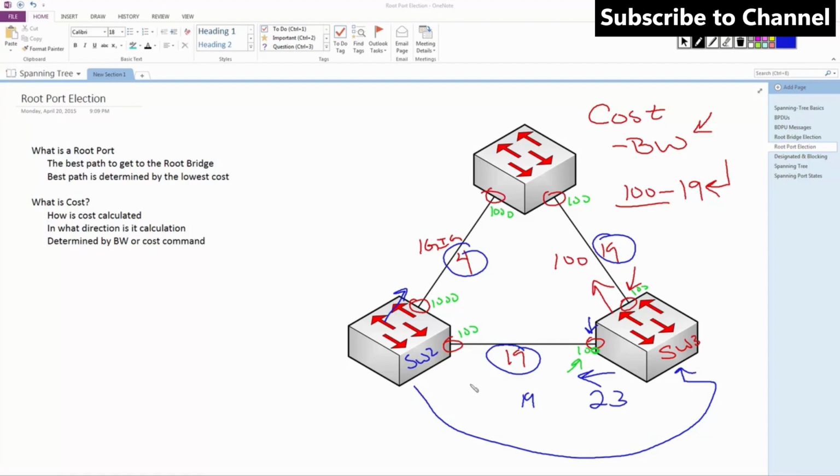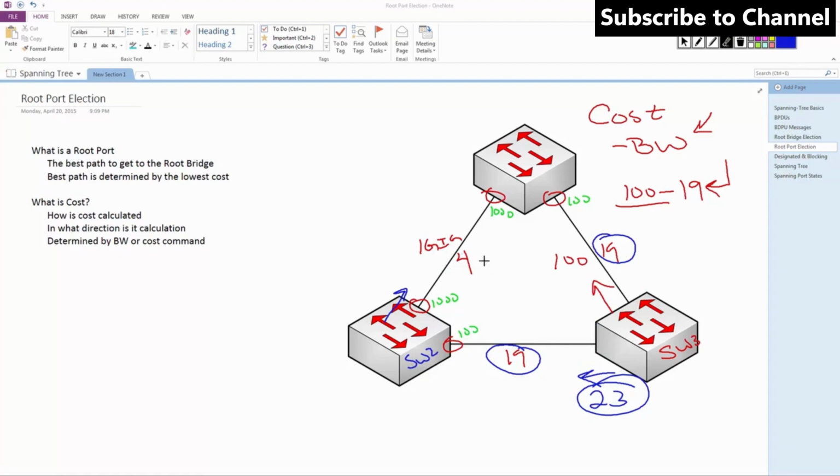So I'm going to take the cost that you have, speaking of switch 3 looking at switch 2. This is switch 3 that we're talking about now. Switch 3 is going to say, I'm going to look at your value of you telling me that it's 4 to get to the root bridge. And I'm going to add that value together and use 23 as my value to get to the root bridge going in this direction. So now I have two paths here, 23 and 19. Who do you think I'm going to choose? I'm going to choose the one with the lowest cost.